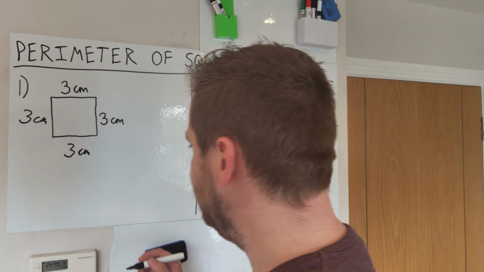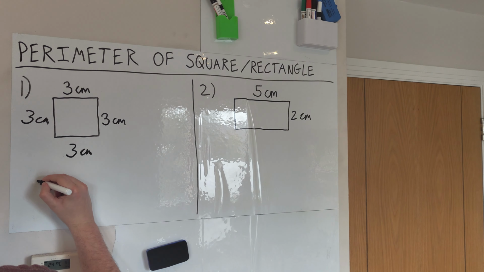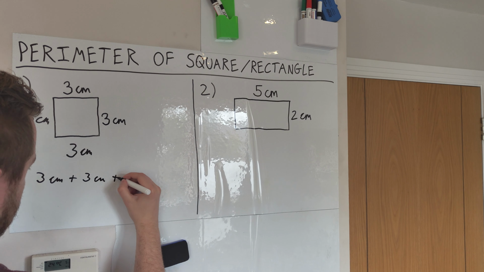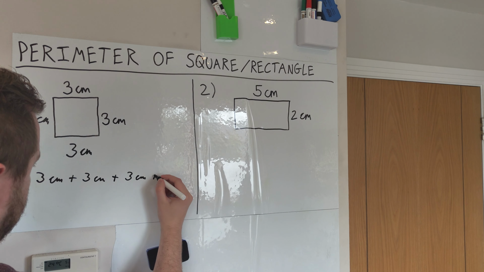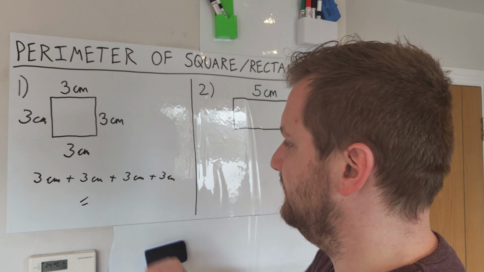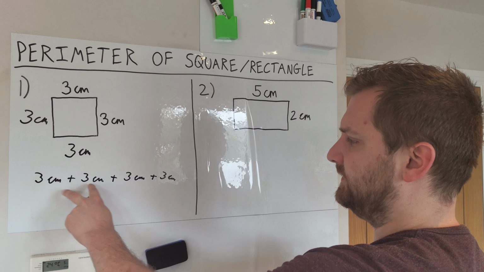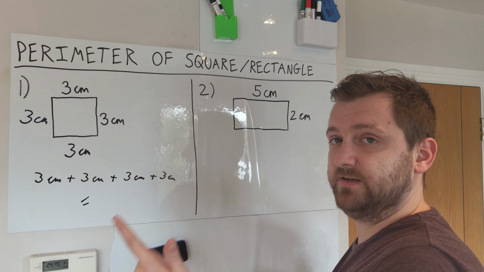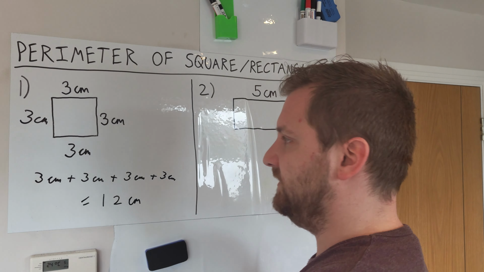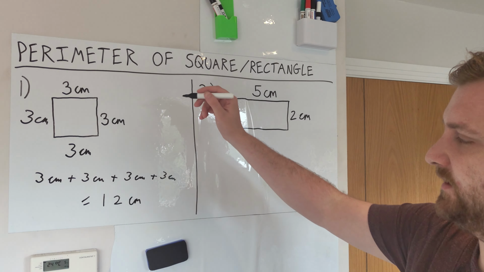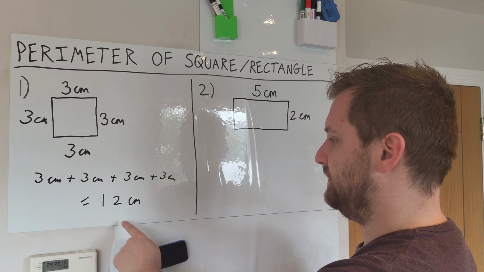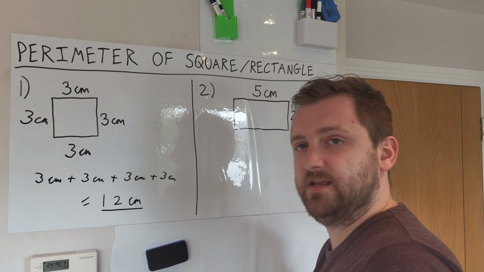So let's add these all together. We've got 3 centimeters plus 3 centimeters plus 3 centimeters plus 3 centimeters. You just do 3 plus 3 is 6, plus another 3 is 9, plus another 3 is 12. So our final answer is 12 centimeters. You can just add them up by hand, or use some sort of adding technique, but these are quite small numbers, so hopefully that's straightforward. Final answer, 12 centimeters.